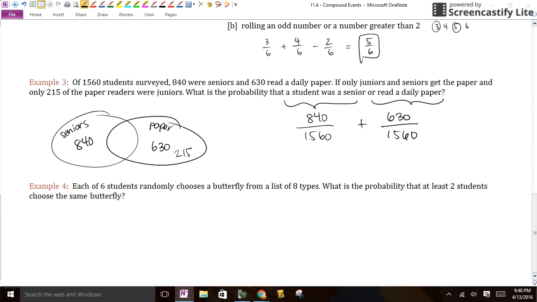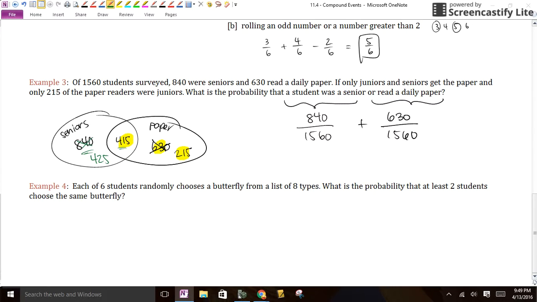So 215 should be here, which means 415 were seniors, right? Because notice that the paper readers still add up. This still adds up to the 630 that we had. So there's still 630 people in the paper bubble, even though I crossed them out. 215 were juniors, 415 were seniors. If you want, you could clean up your senior bubble now. This looks like there's 1,200 seniors, and we know that's not true. There's only 840. So maybe you want to subtract 415 from that and get 425 to get all your numbers right. So now there's 425 people that are seniors who don't read the paper.